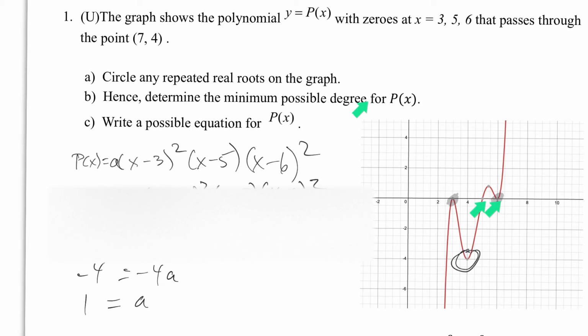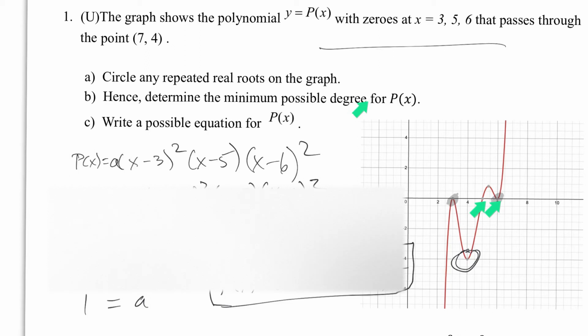So one possible equation is p of x is equal to x minus 3 squared times x minus 5 times x minus 6 squared. Don't feel compelled to multiply that all out. This is a good representation. If I said to put it in standard form, then okay, then you multiply it out, but here it's fine.